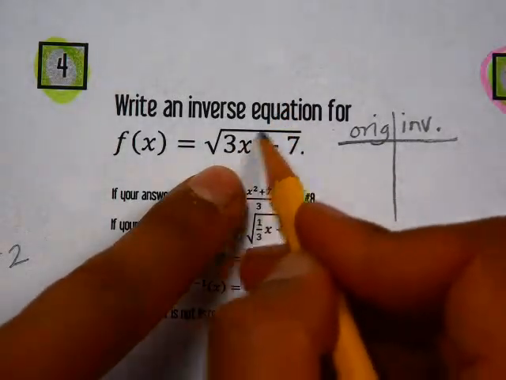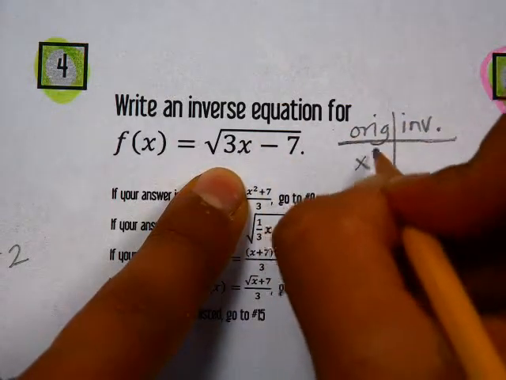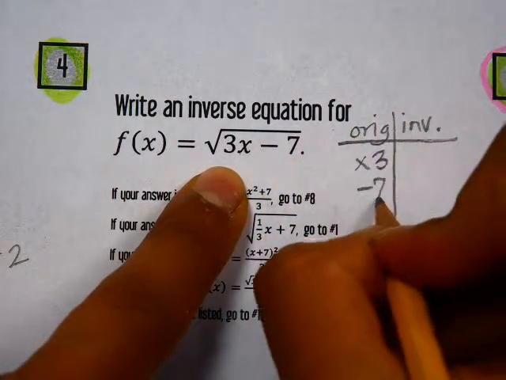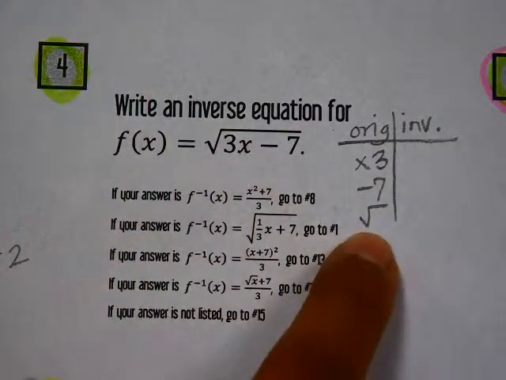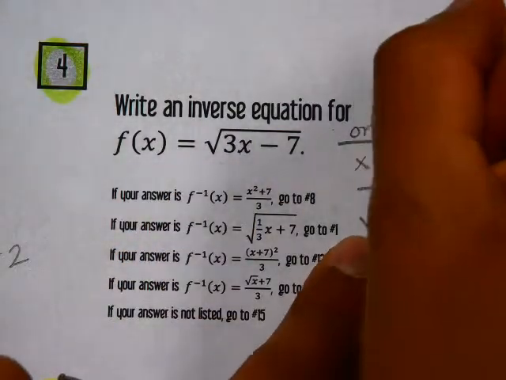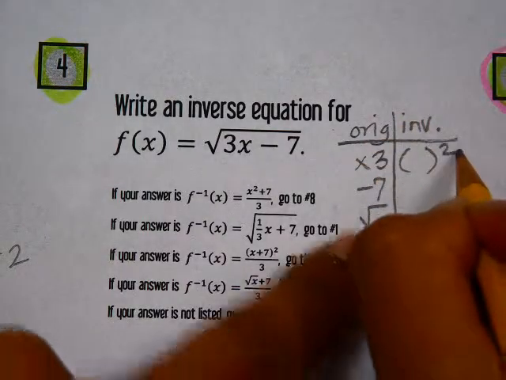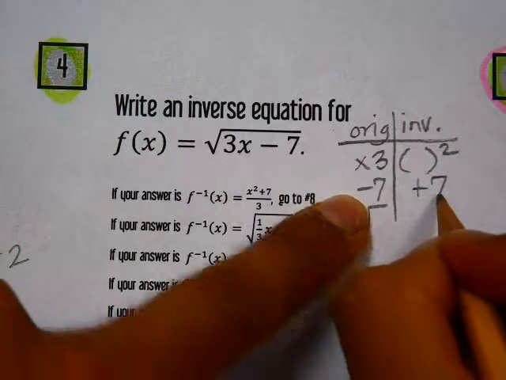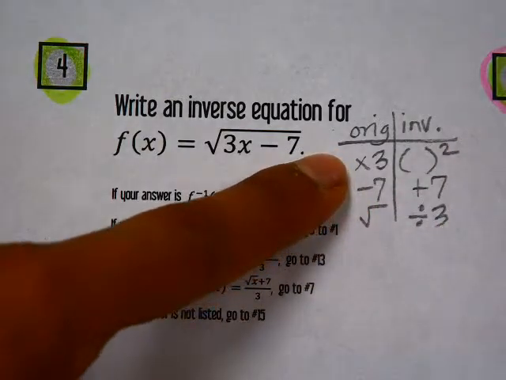Everything in the square root needs to be described first. So in the square root we have a times 3 and a subtract 7, and then all of that is being square rooted. Now starting at the bottom of this list, we're going to undo each of these operations. So the inverse of square root is squared, inverse of subtracting 7 is adding 7, and the inverse of multiplying by 3 is to divide by 3.